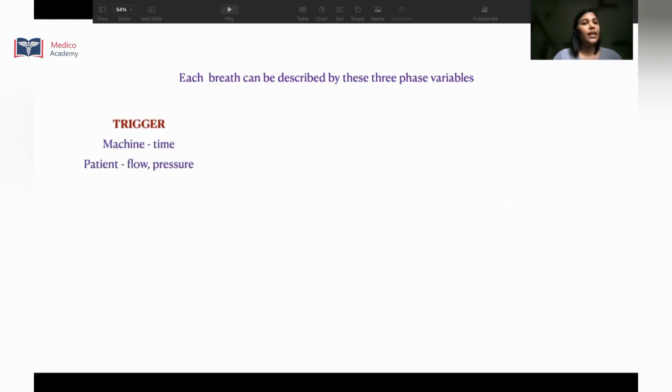Trigger can be either a machine triggered breath or a patient triggered breath. If it is a machine triggered breath, it's usually a time triggered breath. If it's a patient triggered breath, then it's usually a drop in flow or a drop in pressure in the ventilator circuit that acts as a trigger. We'll go into detail about this trigger in the coming slides.